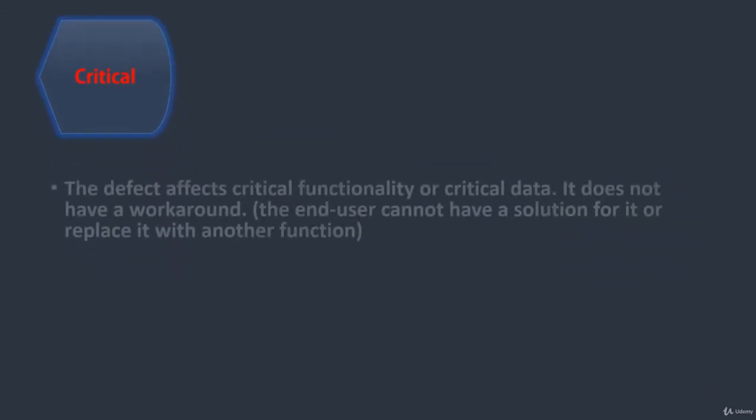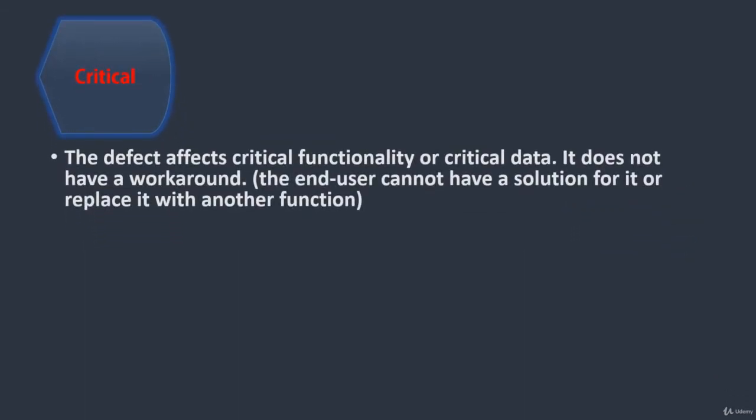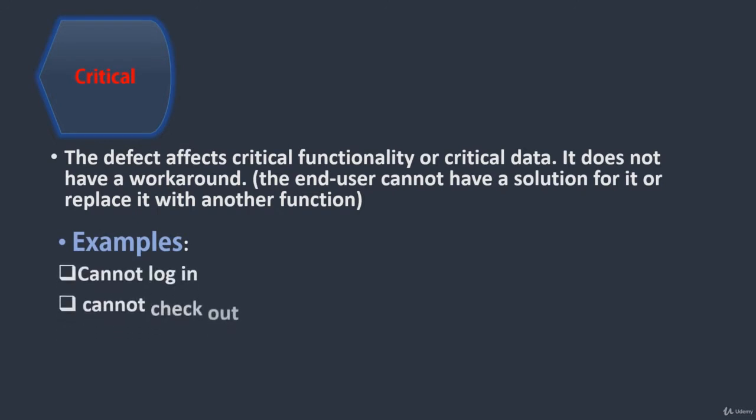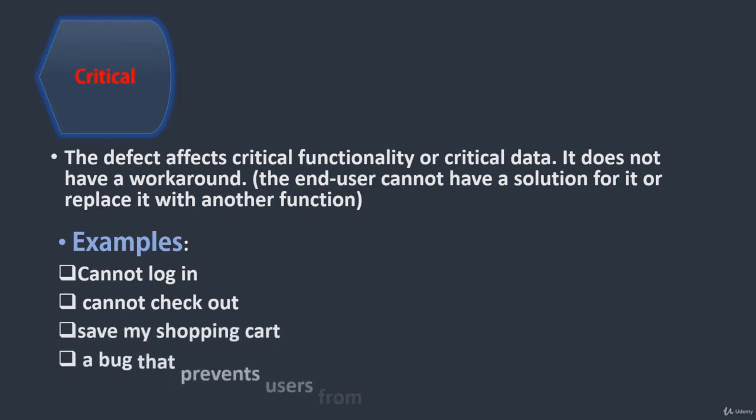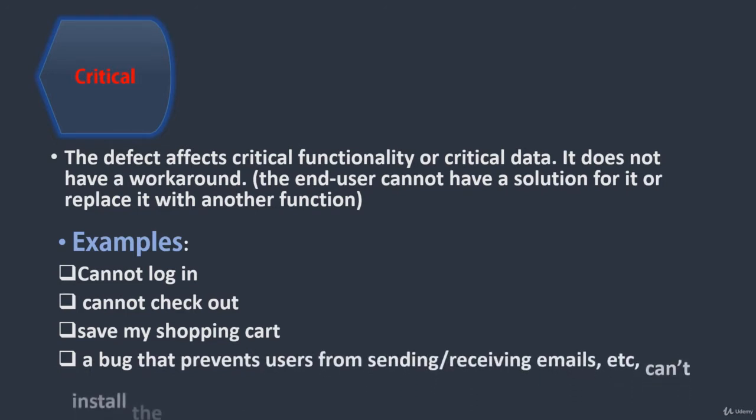A critical bug is the one that affects critical functionality or critical data. It doesn't have a workaround, so the end user cannot have a solution for it or even replace it with another function. An example for that: you can't log into your account, you can't check out, or maybe you can't save an item in your shopping cart, an application in which you cannot receive or send your emails, or even you can't install the application.